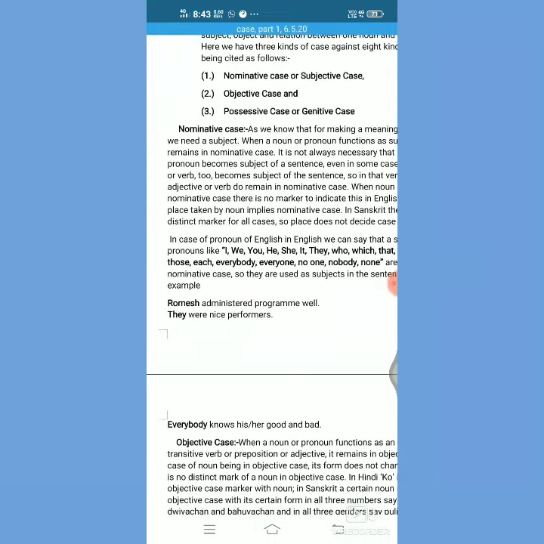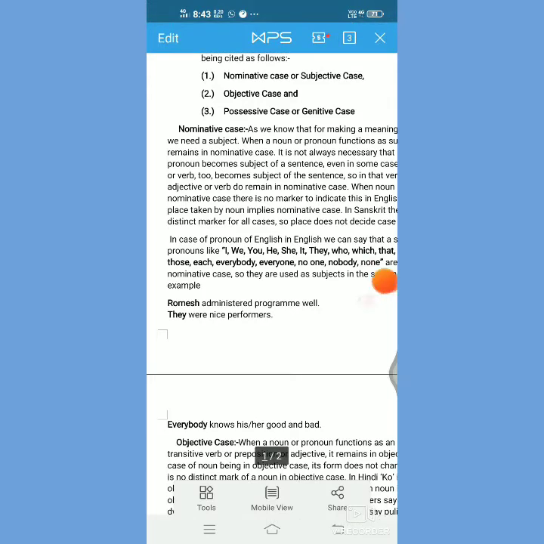Here we have some examples of nouns and pronouns as subject. We can say "Ramesh administered program well." You find that in the first sentence, Ramesh is functioning as subject, in nominative case. Now we come to the second sentence, "they were nice performers." They is also the subject in nominative case; they is a pronoun taking the placement of the subject. Now we can talk about "everybody knows his, her, good and bad." That is also the subject.